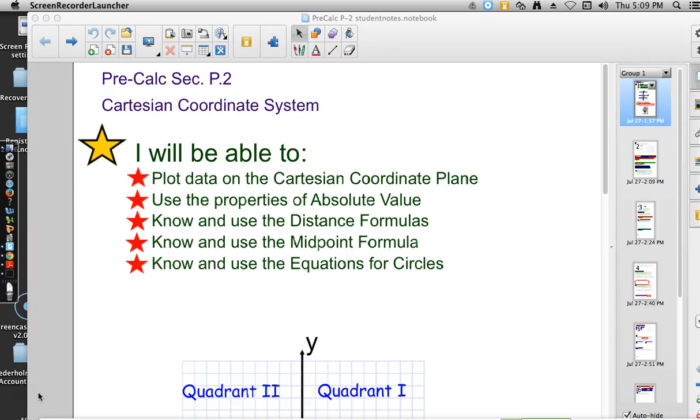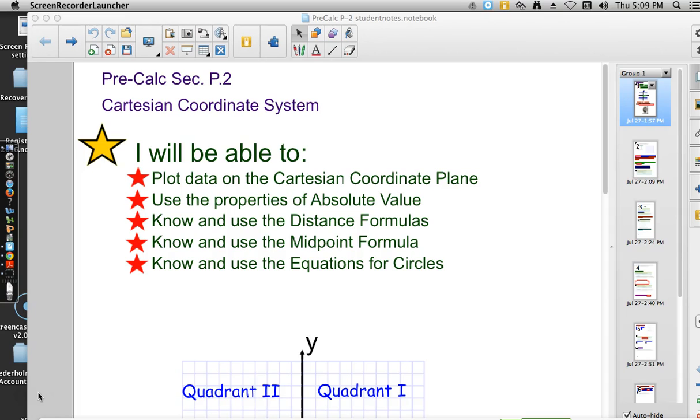All right, it's a good day in pre-calculus, and it's a Friday. We've got the Cartesian coordinate system. You're going to notice everything that we are talking about today is total and complete review. Plot data on the Cartesian coordinate plane, and we have used the properties of absolute value.